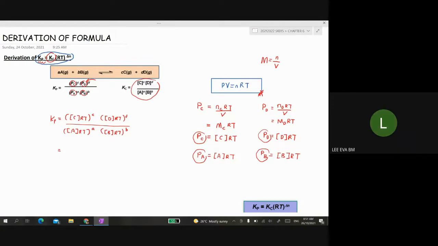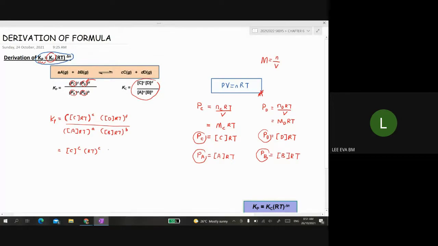So now we try to open up the bracket. Concentrations of C raised to the power of C because they are all in the bracket. So C to the power of C, then we have RT also raised to the power of C. It is not raised to the power just once; every species in your bracket gets the power. So C to the power of C, R to the power of C, T to the power of C.